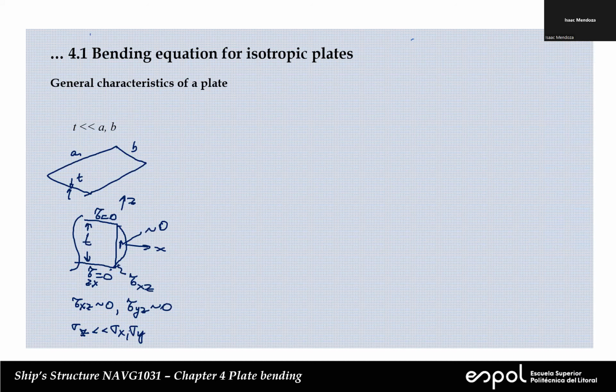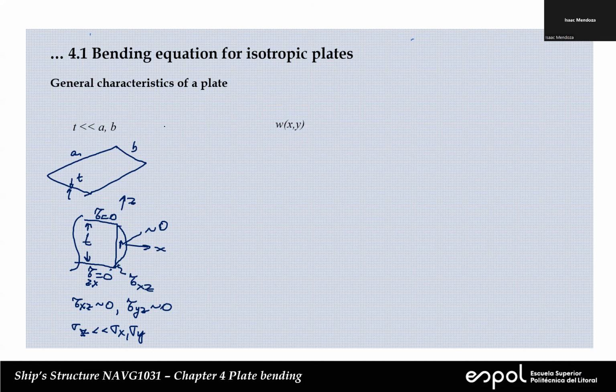So because the thickness is very small, tau XZ and tau YZ are going to be neglected. Sigma Z in general is much smaller than X or Y, so we neglect it. So we're left only with 3 components of the stress tensor: sigma X, sigma Y, and tau XY. Keep that in mind.